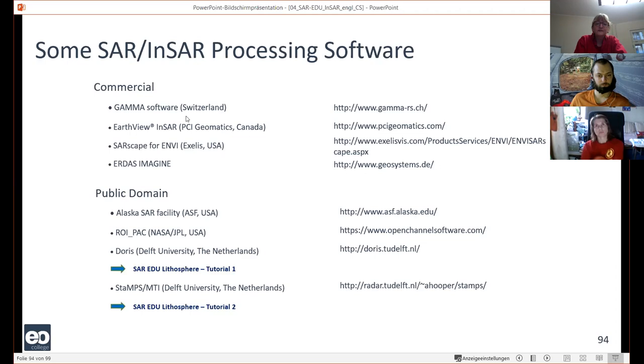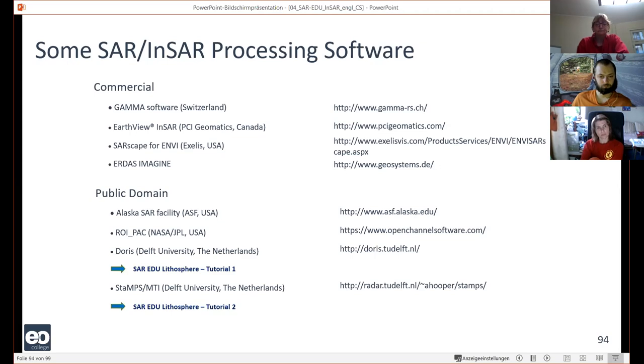Then, obviously, PCI Geomatics, and now they're called, I think, Catalyst in Canada. Canada is the RADARSAT country. They have a long history of radar processing. So that is also an excellent commercial software. And about ERDAS, I cannot say much, but I think they also probably followed up.